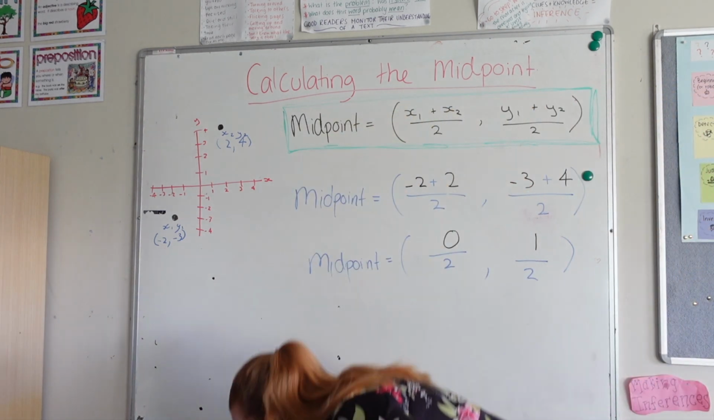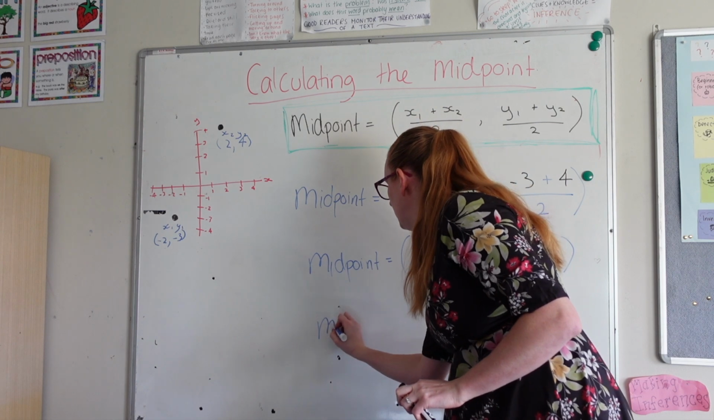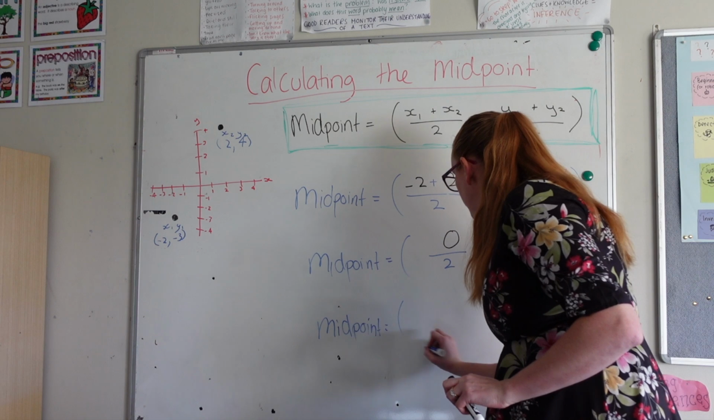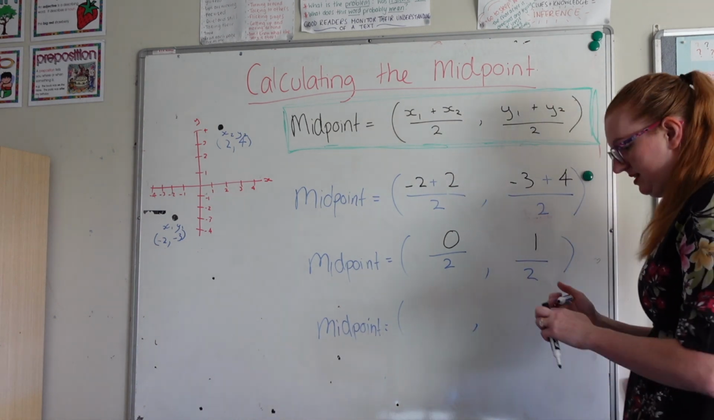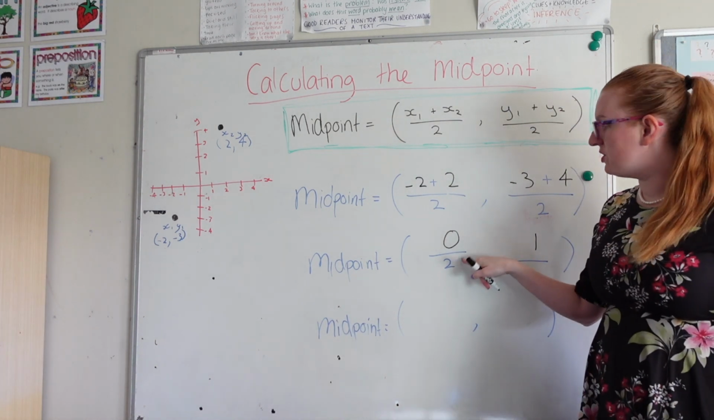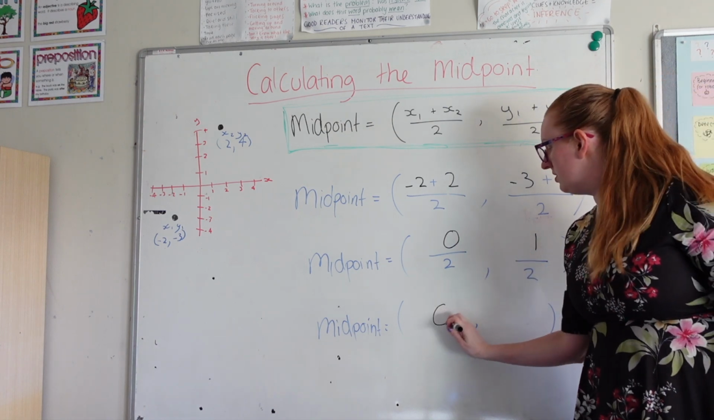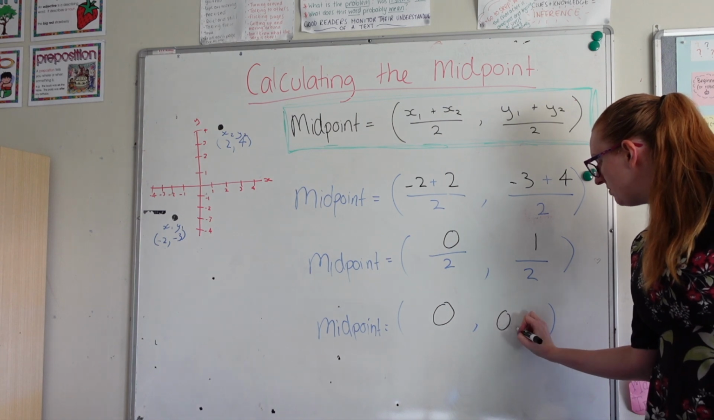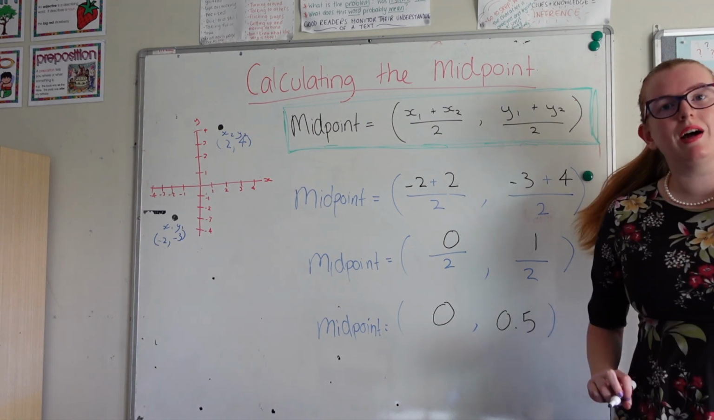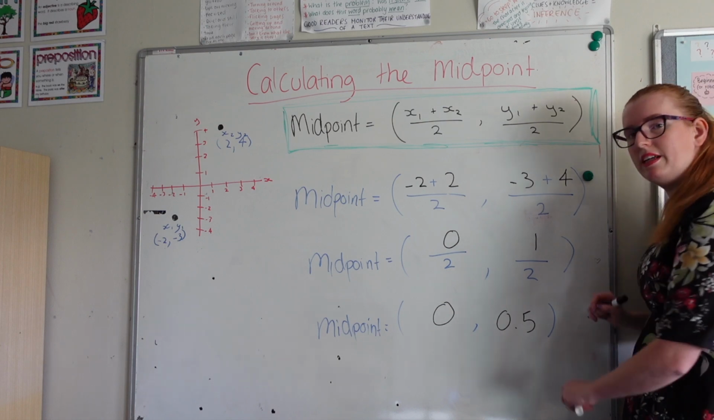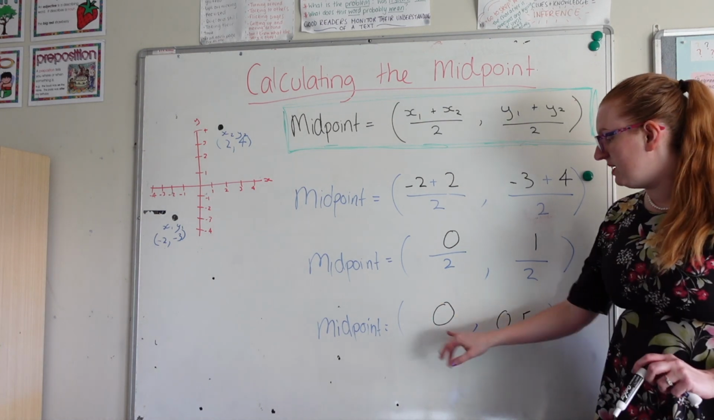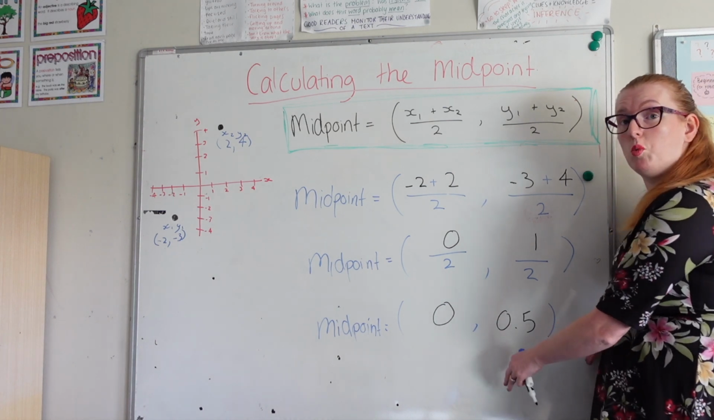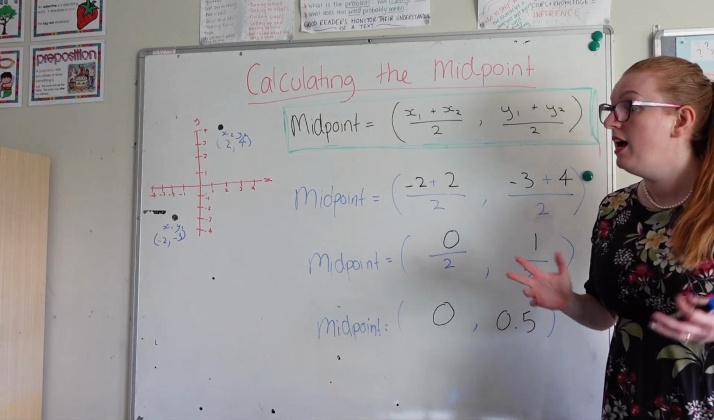Again, I'm going to rewrite my shell, but this time I only need a bracket, comma, and a bracket. So how many 2's go into 0? I get 0. And then how many 2's go into 1? I get 0.5. There we go, and that's it. We've just found our midpoint. The reason it's in brackets with a comma in between is because this is actually a point. This is a coordinate that I can plot on my picture, and I'm actually going to do that.